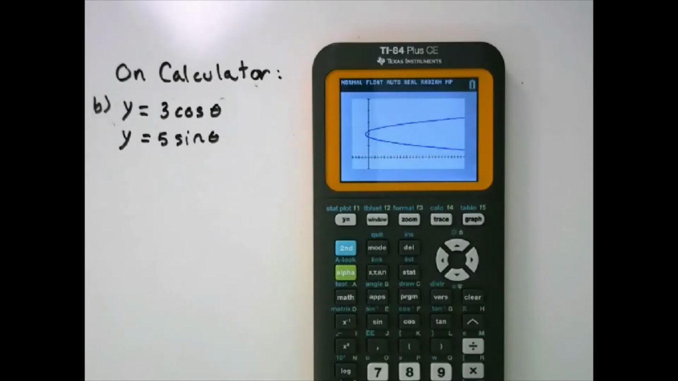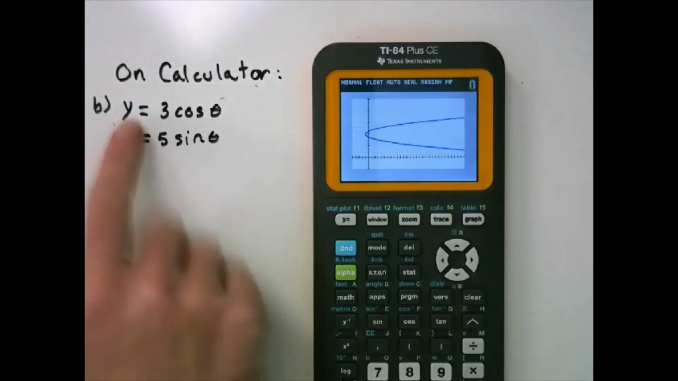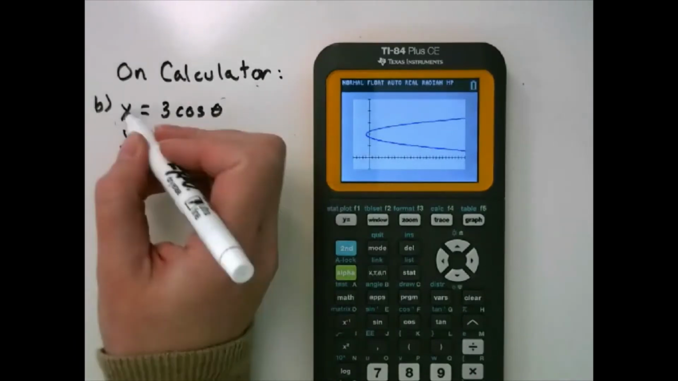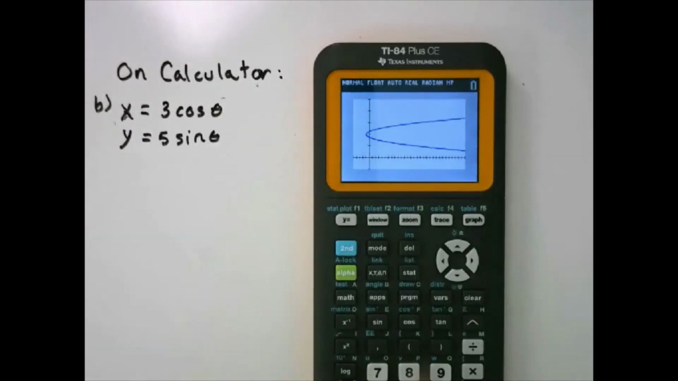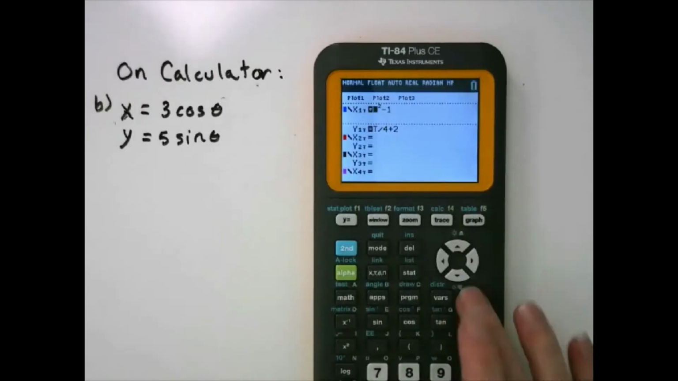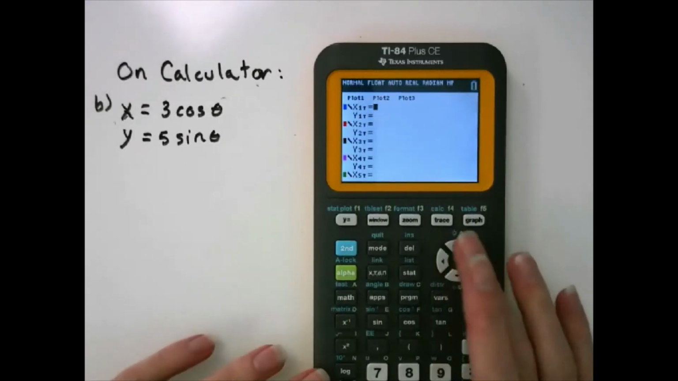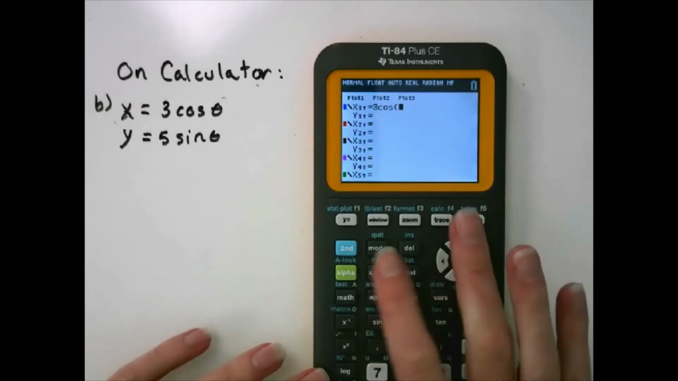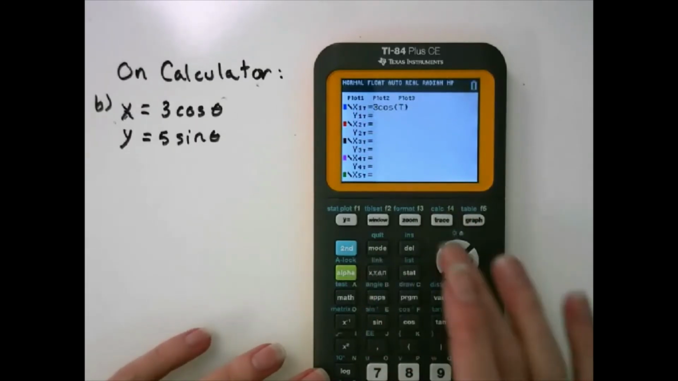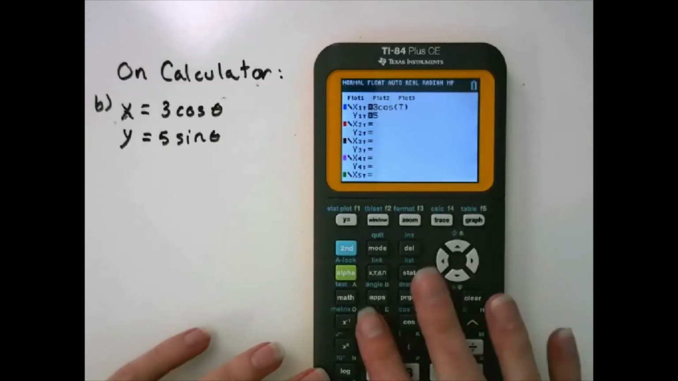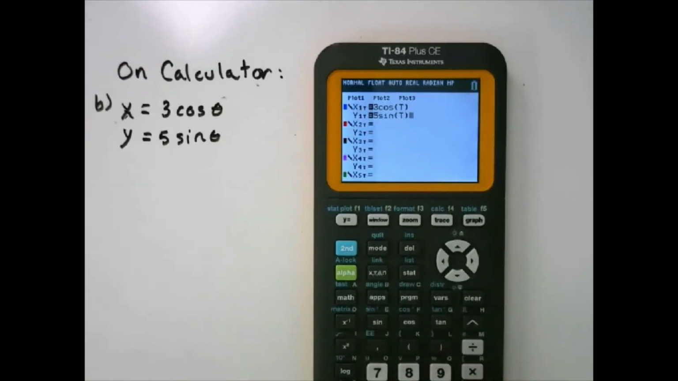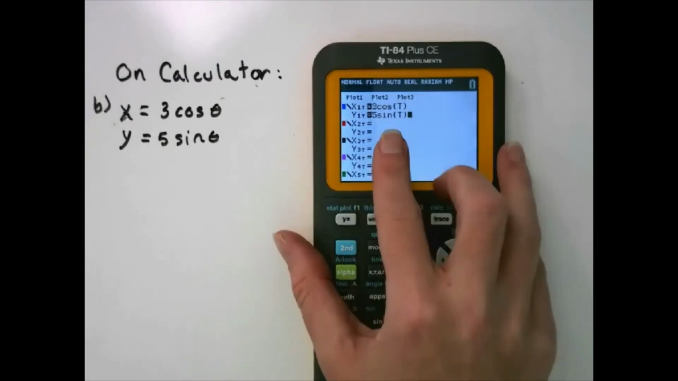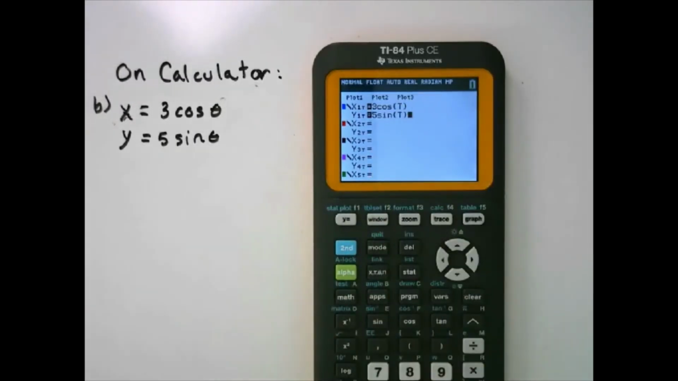All right, so now let's graph that ellipse. So we have that should be x equals 3 cosine theta, and y equals 5 sine theta. So I'm going to go to my y equals, clear these guys out. I'm going to have a 3 cosine theta. It's going to be t in the calculator, and then 5 sine t, because there is a theta here, but for parametric our variable in the calculator must be t.